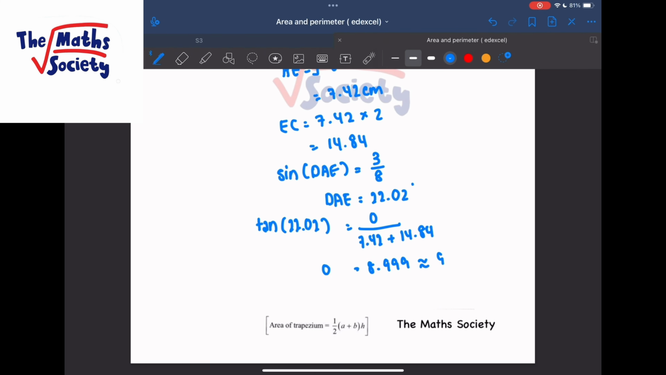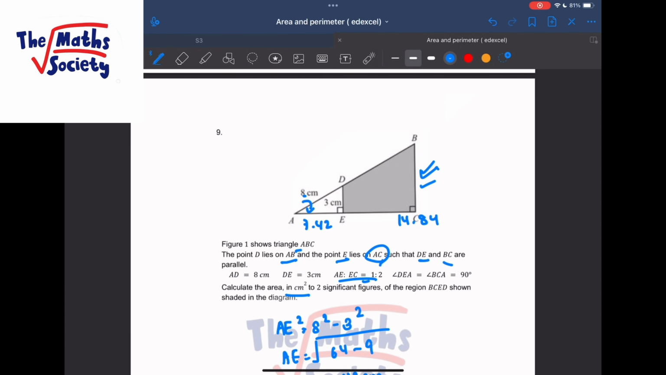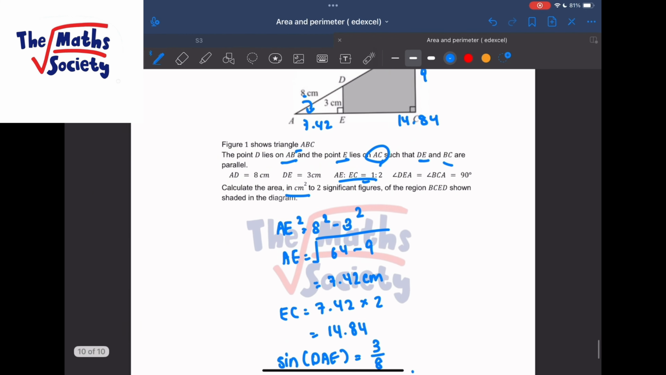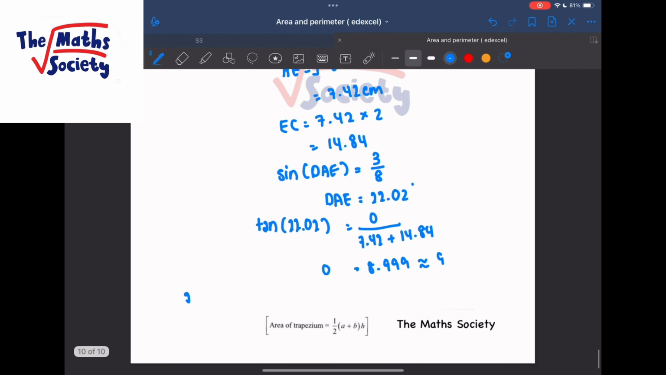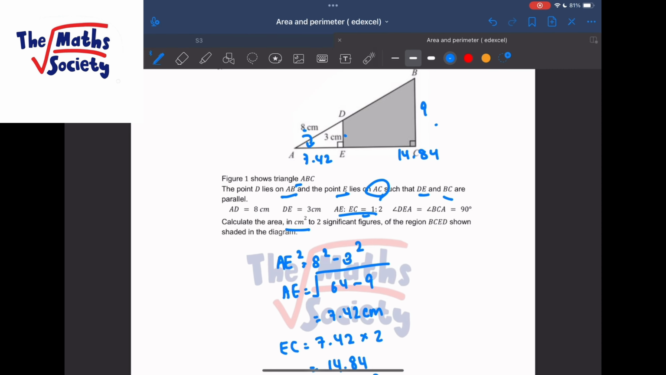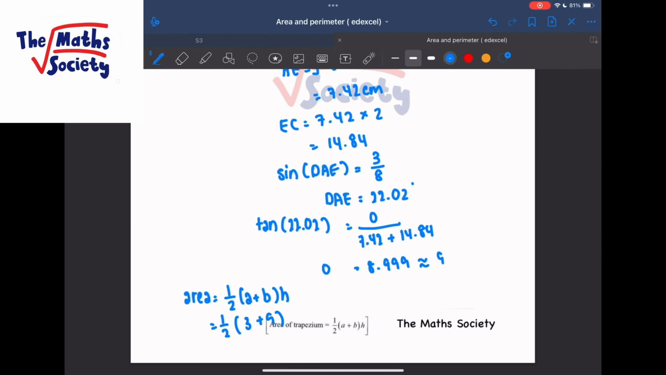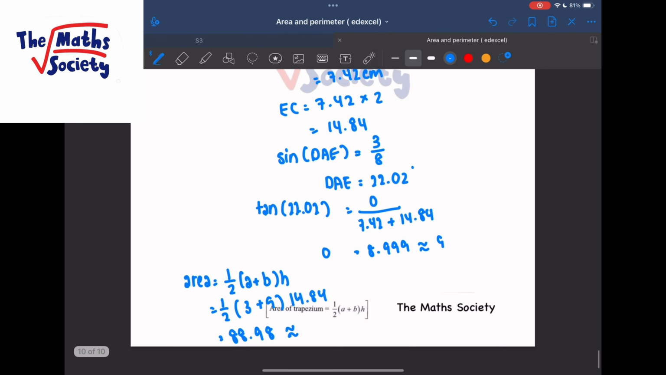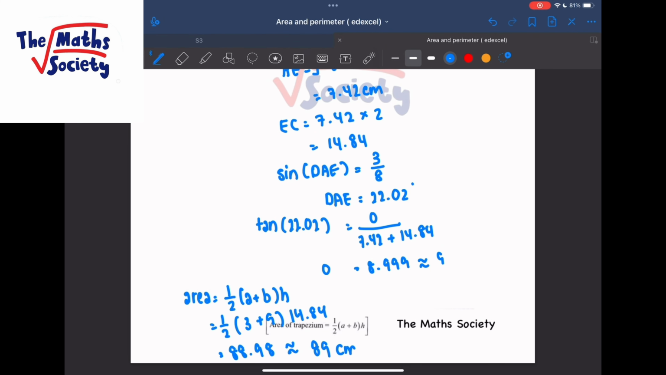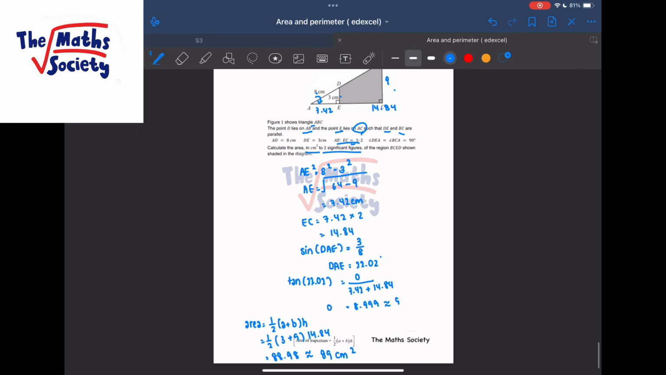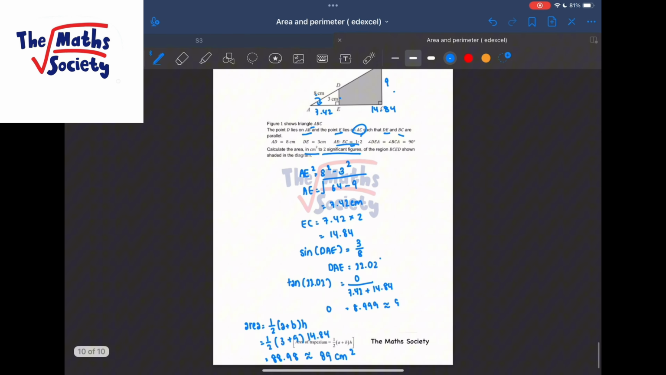And then we just need to find the area. Now we know that this one is 9. So we just need to find the area using the trapezium formula: area equals 1 by 2 (A plus B) H. We have half, A would be 3 and B 9, with 14.84. You will have around 88.98, but they ask you to give 2 significant figures, so it will be just 89 centimeters squared. And that should be the area for the shaded trapezium.